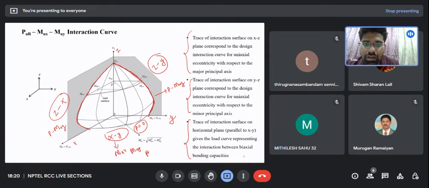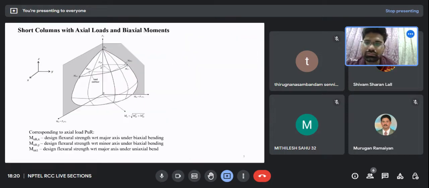So what did I say? Don't get scared of these 3D interaction curves. What the code says is just use the XY plane of this interaction curve for a particular value of P and design the column. Now I will show you in the next slide how to do that. First let's understand what these different parameters are.